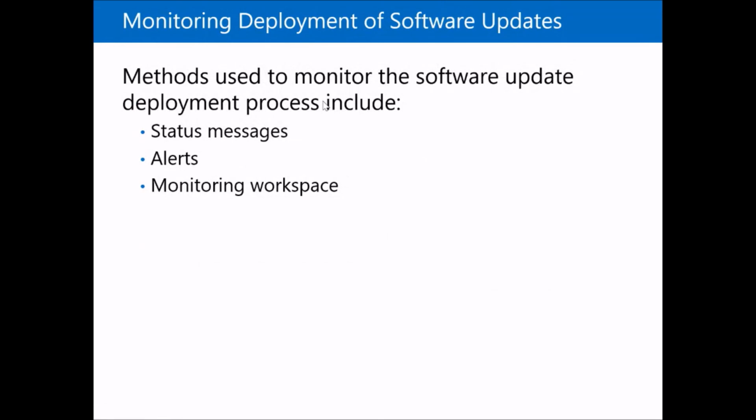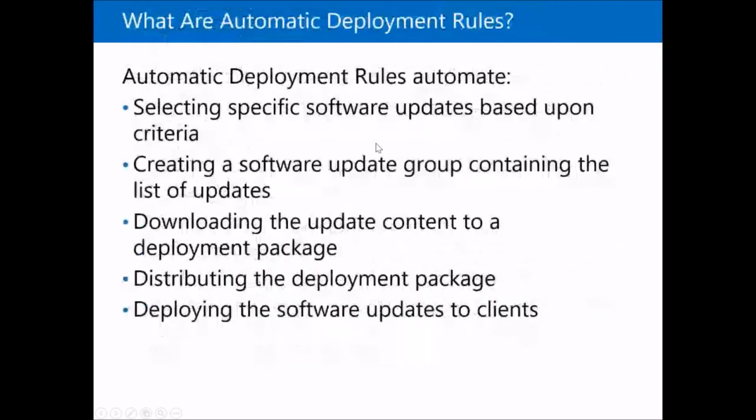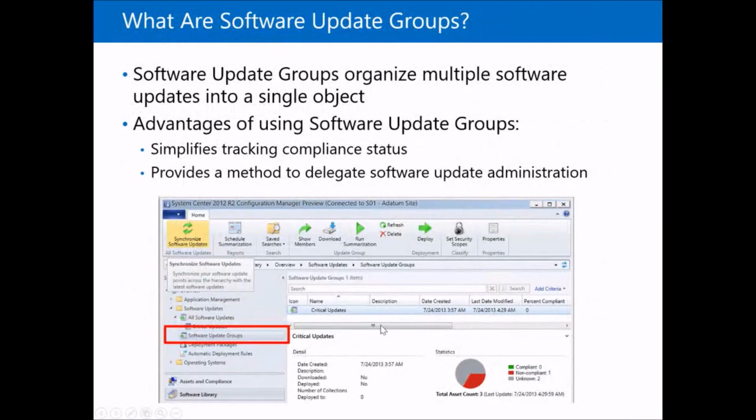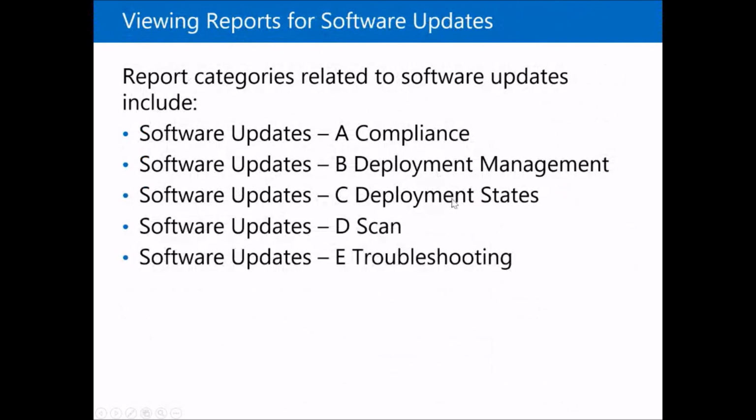Monitoring deployment of software updates. Methods used to monitor the software updates include the status messages, the alerts, and the monitoring workspace. So if you remember, here's the monitoring workspace. It doesn't show you, but this is under the monitoring area. Viewing reports for software updates. Report categories related to software updates include software updates compliance. So these are all reports that you can actually view: software updates, deployment management, deployment states, scans, and troubleshooting.